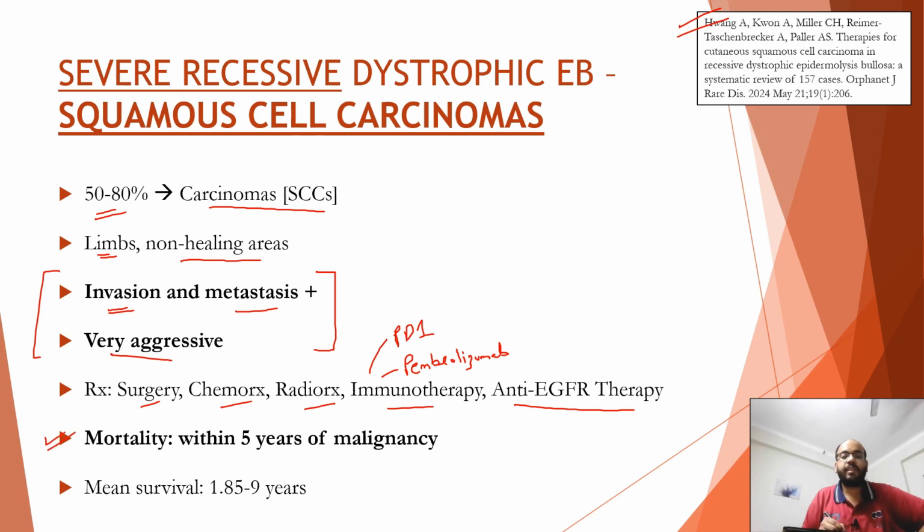The mortality is excessively high. Within 5 years of developing malignancy, the mortality is very, very high. Mean survival ranges from 1.85 to 9 years, depending on the amount of surgical resection done, radiotherapy used, chemotherapy used, because at times the SCCs are so aggressive, so invasive that one modality is not enough. You have to use multiple modalities in succession or together to tackle the case of SCC in a setting of severe recessive dystrophic EB, and that is why the mean survival varies from 1.85 years to 9 years. Okay, let's move forward.